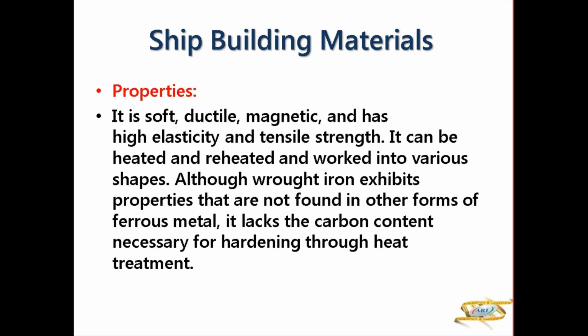So the properties of wrought iron are soft, ductile, magnetic, has high elasticity and tensile strength. It can be heated and reheated and worked into various shapes. But here your carbon content is very low, so you cannot make it hard. You can make it tough, but not hard. Because for hardness, you require some certain amount of carbon content.